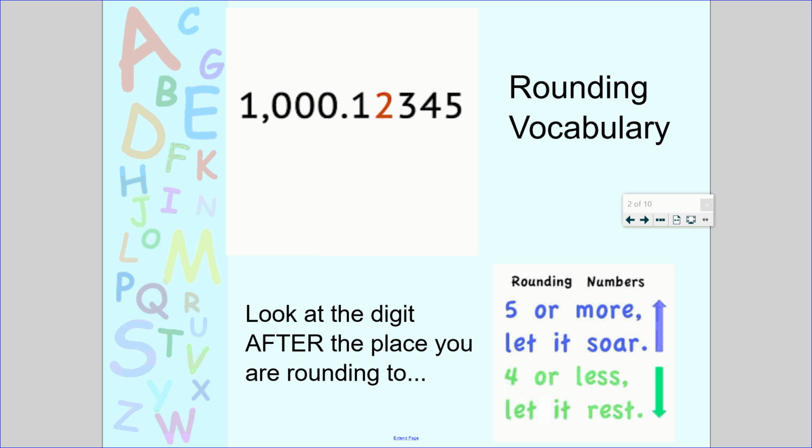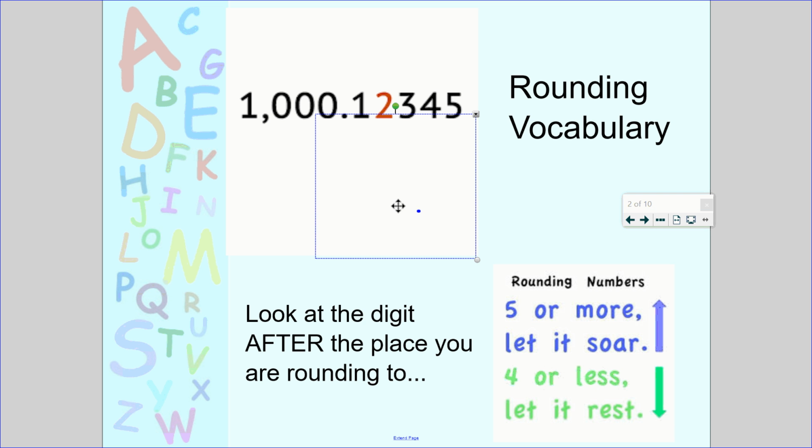So let's say you have a number and you want to round to a certain decimal place. That certain decimal place is going to have a word associated with it. So, for example, if I'm looking after my decimal place, what's the first decimal place called? Tenths, hundredths, thousandths, you know the next one, ten-thousandths, hundred-thousandths.